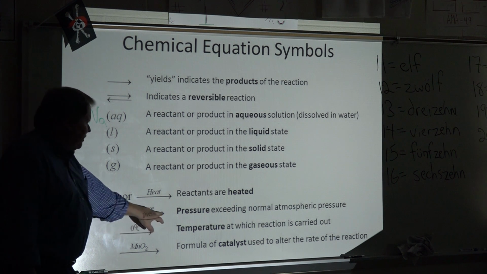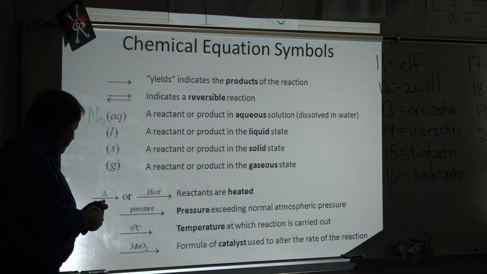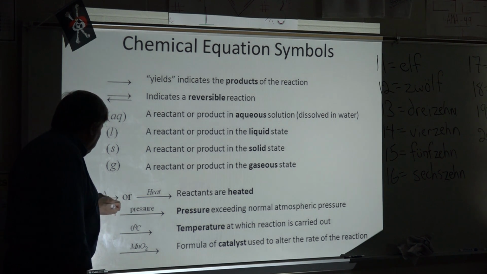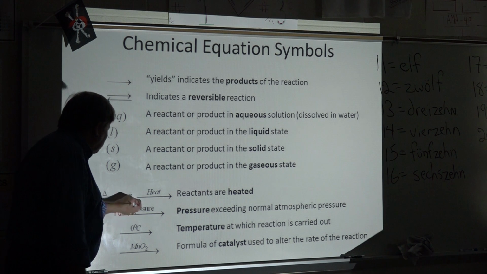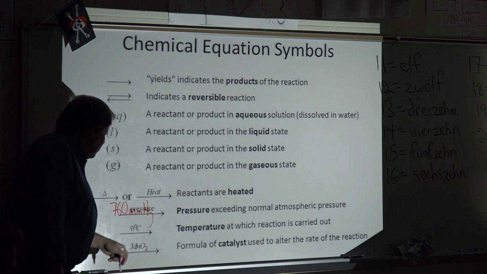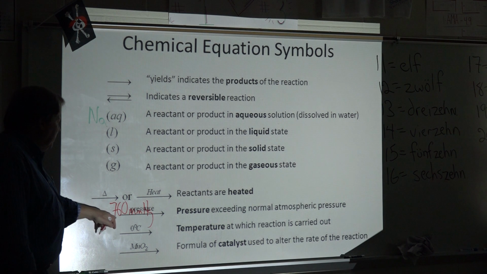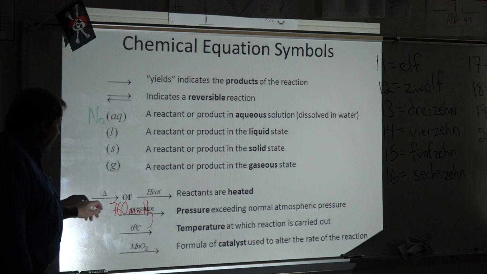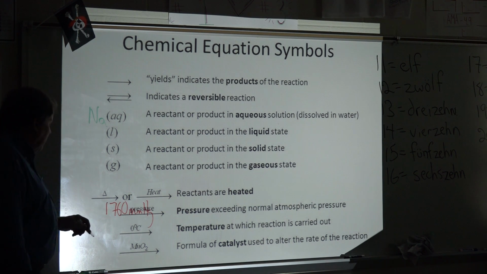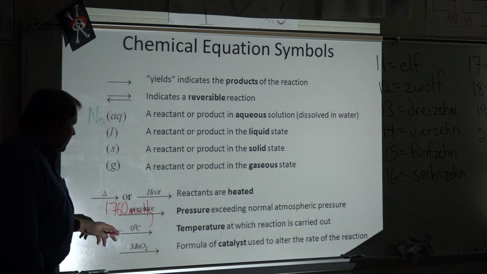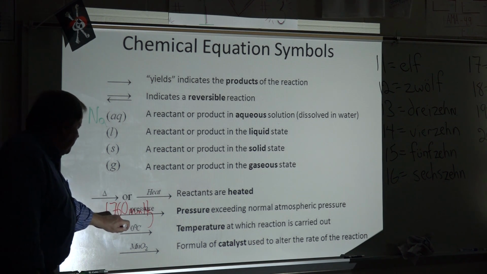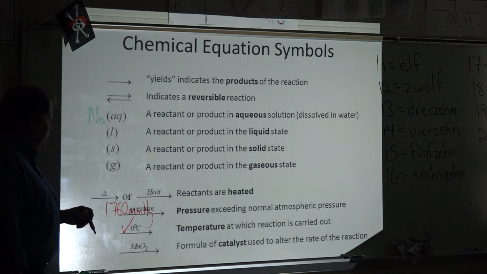If we are putting pressure on a system, you might see the word pressure, or maybe you actually see the pressure written up there. For instance, 760 millimeters Hg, which is atmospheric pressure, so you wouldn't do that, but let's say it was 1760 millimeters Hg. That would certainly be over normal atmospheric pressure. Likewise here, the temperature, if the temperature is not ambient or room temperature.